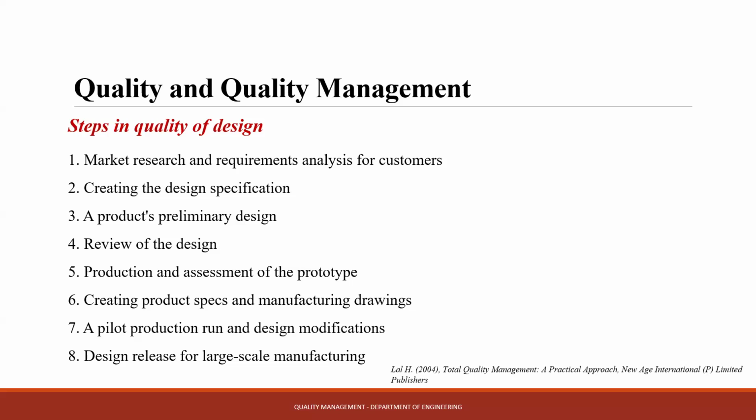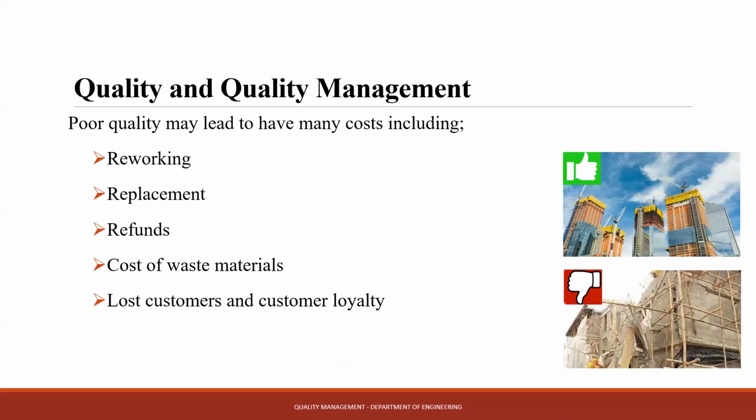Then finally, we go for the design approval and the release for large scale manufacturing. After everything is tested and finalized, the product design is approved for full production. Then factories can begin the mass production of the products and you can officially launch it in the market. So that is how the steps of the quality of design go, right?